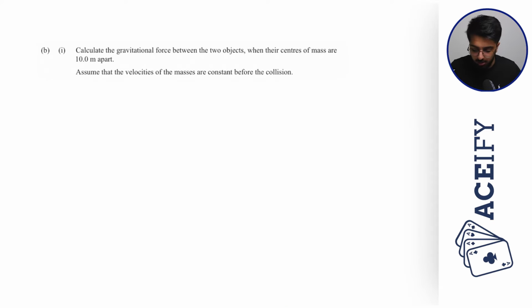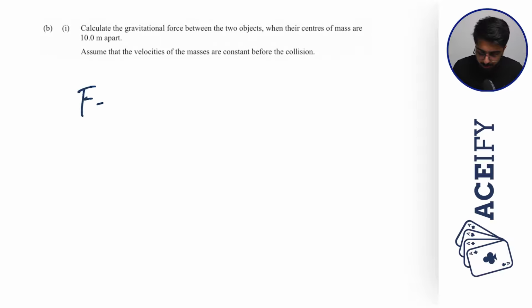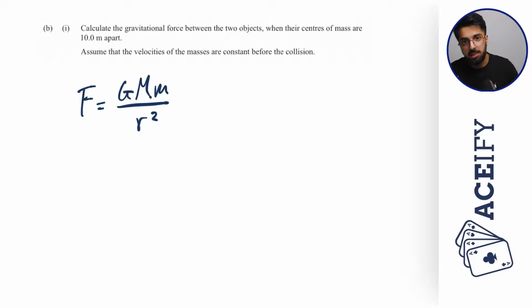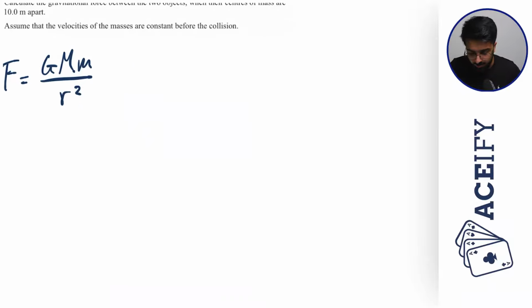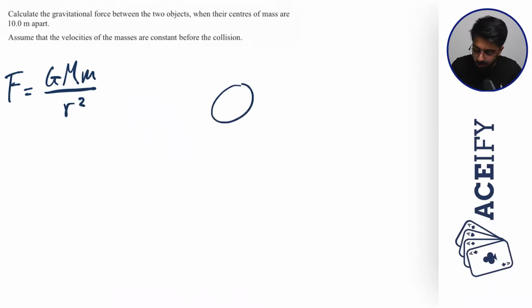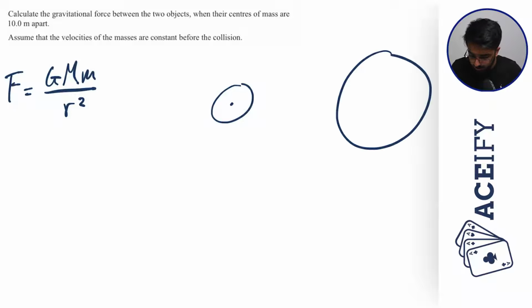Calculate the gravitational force between the two objects when their center of masses are 10 meters apart. Assume that the velocities of the center of mass are constant before the collision. So we know that F is equal to our gravitational constant times our big mass times our little mass all over radius squared, where our r is the distance between the two center of masses of the objects, okay? So what that means is if we have our small object here and our big object here, the distance between the center of masses is this distance right here.